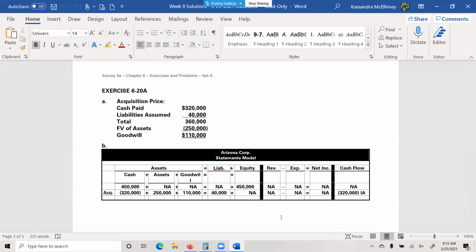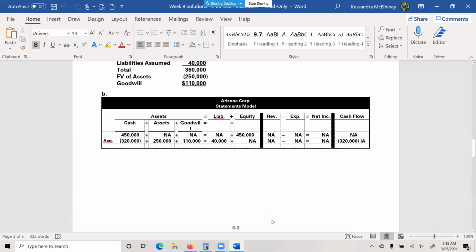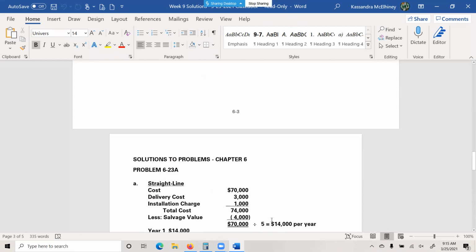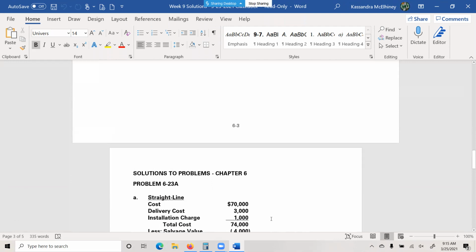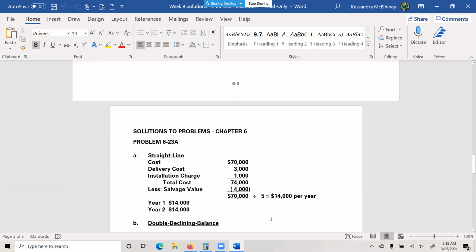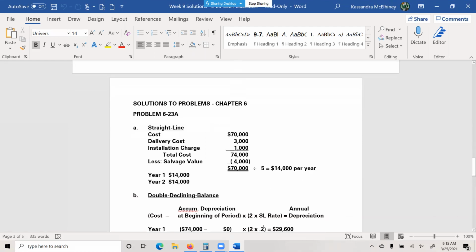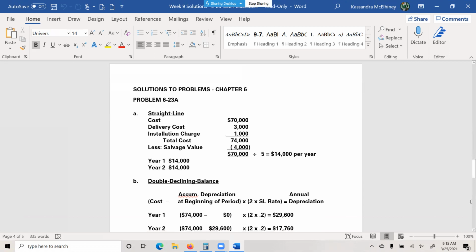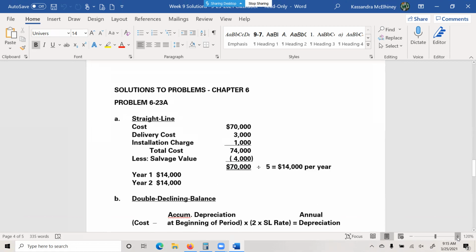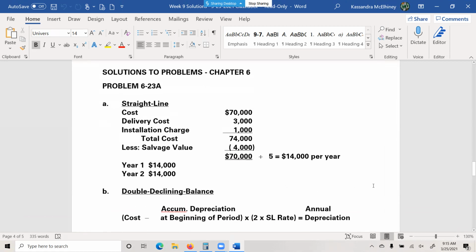Okay, so the problem we look at is 323, and that deals with assets purchased and depreciated. And we'll depreciate using the three different methods of depreciation that we studied in this chapter. And that was straight line, double declining balance, and units of production.